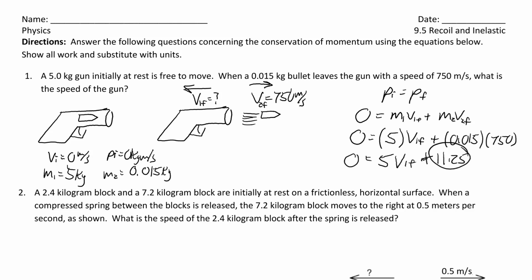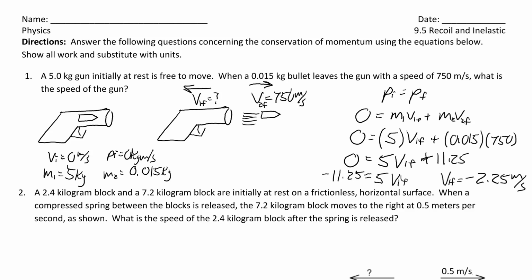So the bullet has 11.25 kilogram meters per second of momentum. You would expect the gun to also have that much momentum, but in the opposite direction. So that's where we're going to subtract 11.25. That's where this negative number comes into play. So now you have negative 11.25 is equal to 5V1F, and now we can find the final velocity. The final velocity of the gun is in the opposite direction, so that the momentums cancel out, but the magnitude is a lot smaller. It's only 2.25 meters per second.